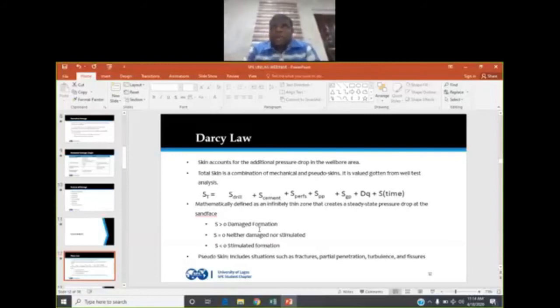Apart from that, when your vendors deploy a gravel pack solution to your well, you can ask them, what is the skin as a result of this gravel pack deployment? They can give you an idea of what the skin is.